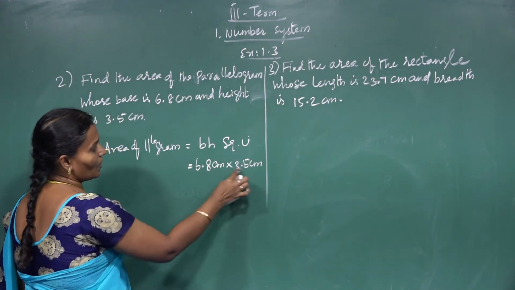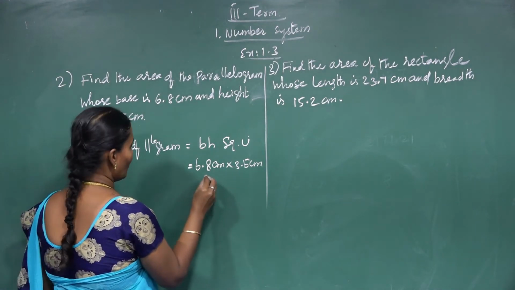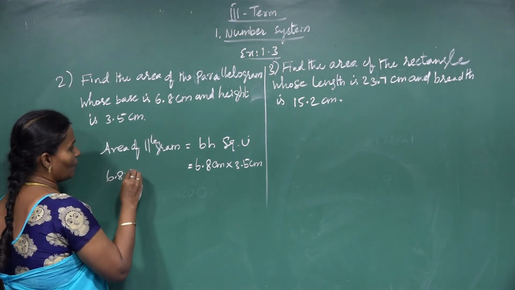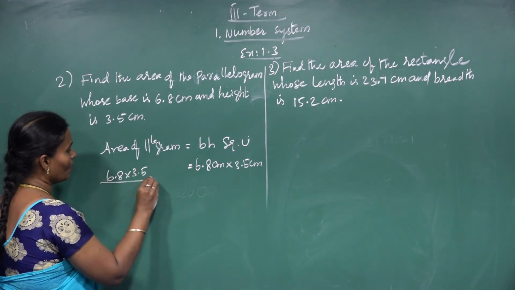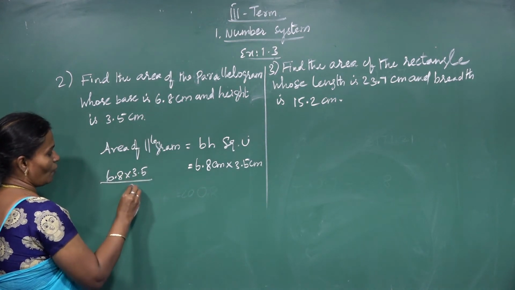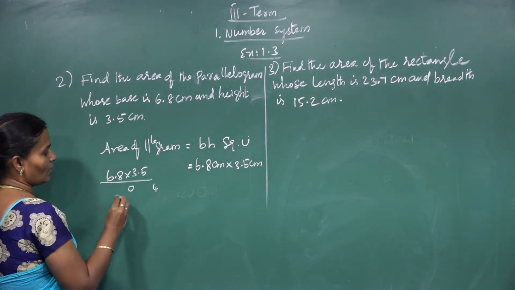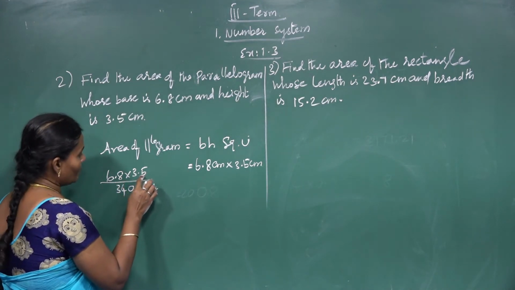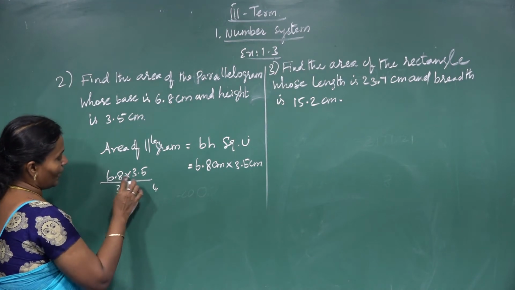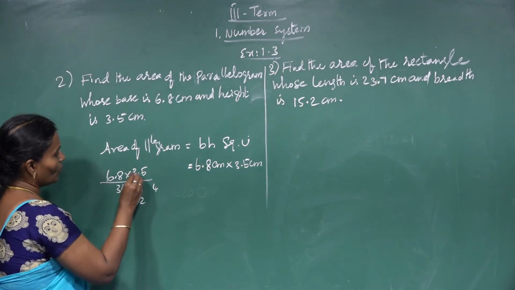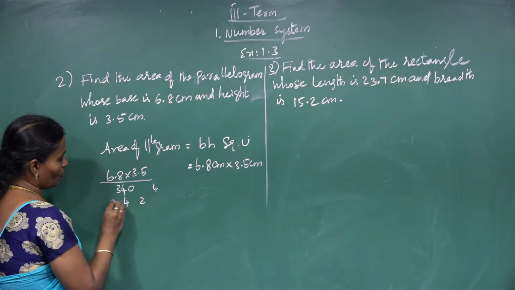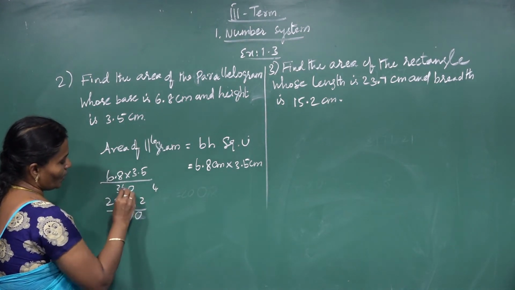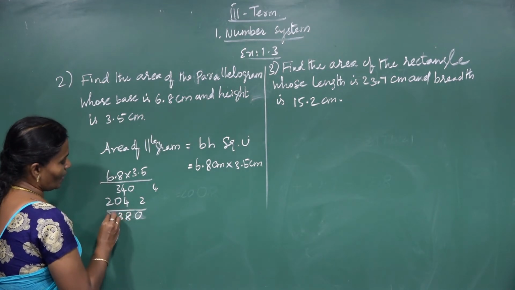Okay. Now multiply these two numbers. What do you multiply? 6.8 multiplied by 3.5. Okay. See. 8 5s are 40, 4. Then 6 5s are 30, 34. Okay. Then see here, 8 threes are 24, 2. 6 threes are 18. 18 plus 2 is 20. Okay. Now what comes here? 0, here 8, 3, 2.